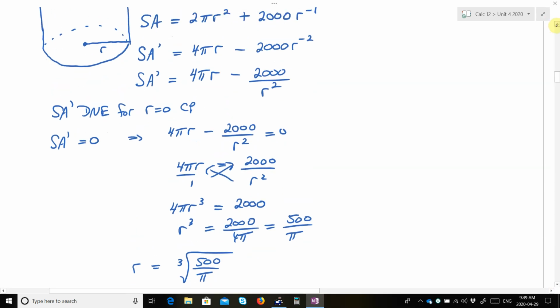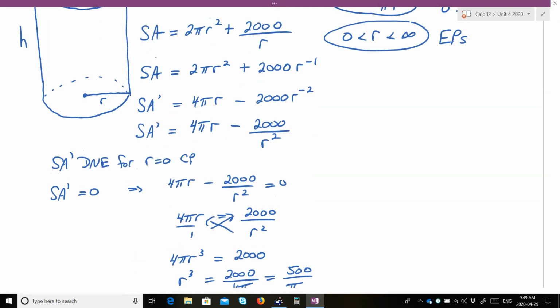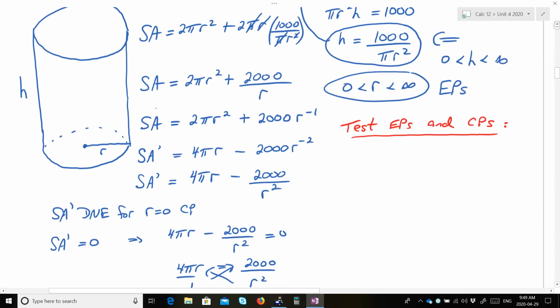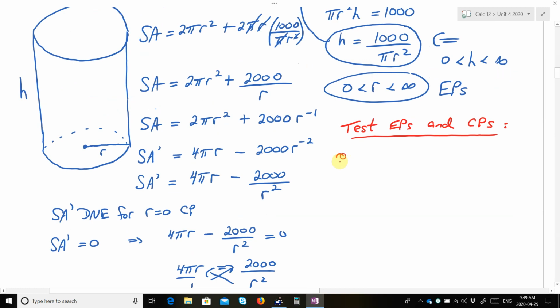Okay, and then we will test our critical points and endpoints. So let's get out the red and we will go test endpoints and critical points. It's not likely that the endpoints are going to give us our minimum surface area. So we want to consider the surface area as r approaches 0. Consider the surface area of your can as r approaches infinity. And we want the surface area of the can when r is the cube root of 500 over pi.